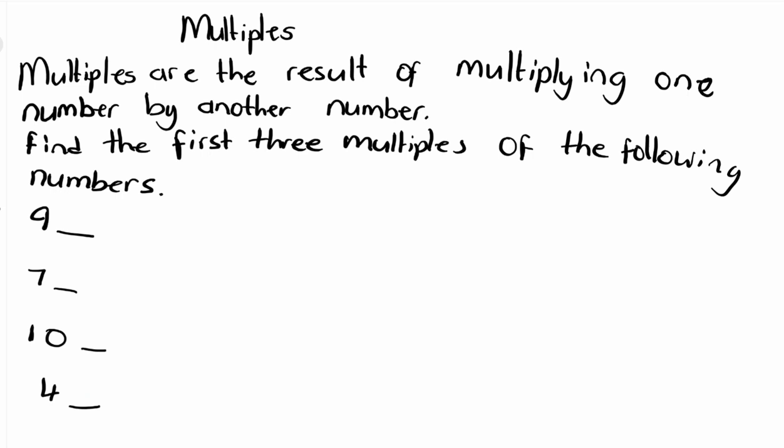Remember that every number is a multiple of itself, right? So 9 times 1 will give us 9. That's the first multiple. 9 times 2 will give us 18. That is the second multiple. 9 times 3 will give us 27. 27 is the third multiple of 9. So please pause the video and try to find the answer to the first three multiples of 7.